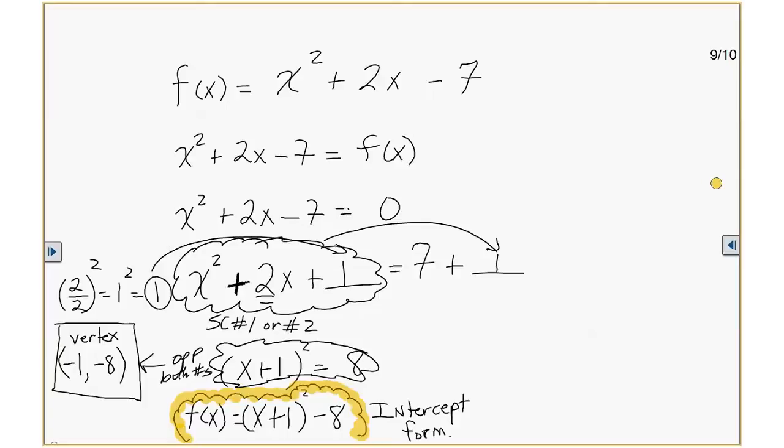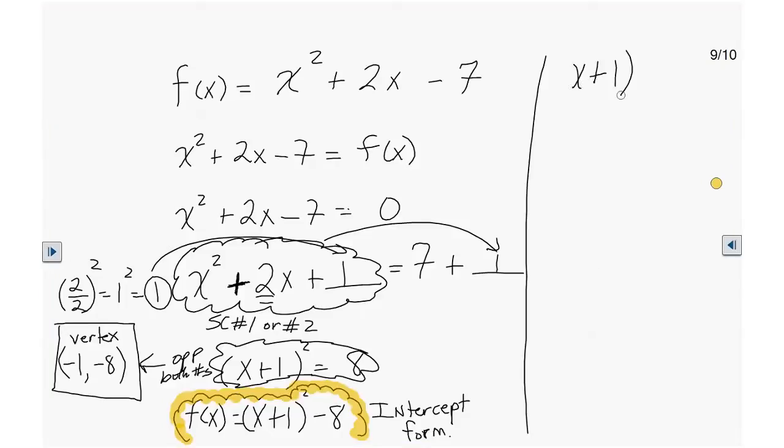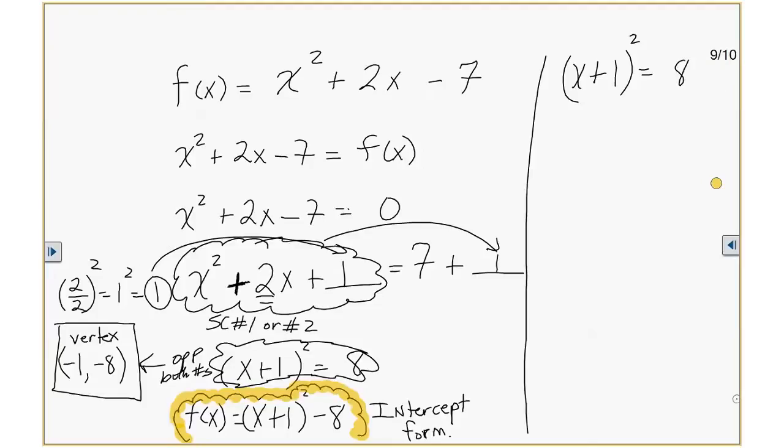Now, what's the next step after you find the vertex? Solve for what? So you go over to the next column or go over to the other side and you write down this right here. X plus 1 quantity squared is equal to 8. Now solve it.